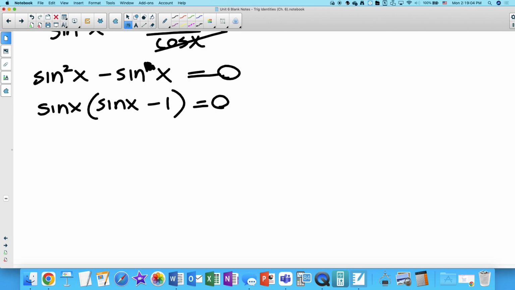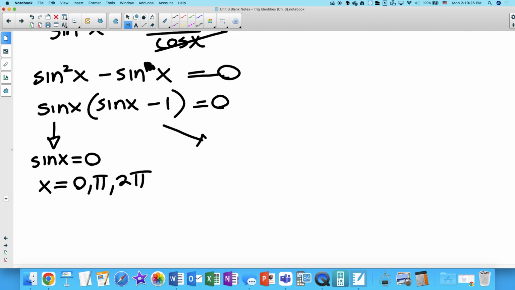From here, sine x equals 0, and that happens on the x-axis. So x equals 0, pi, and 2 pi. And here, sine x equals 1. Where does that happen? Pi over 2.